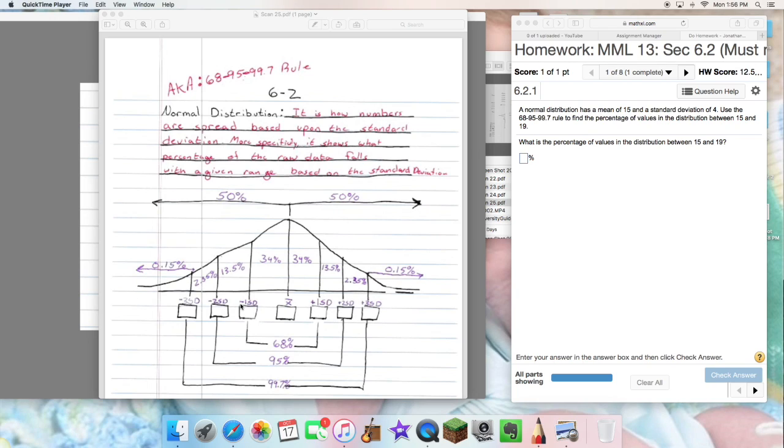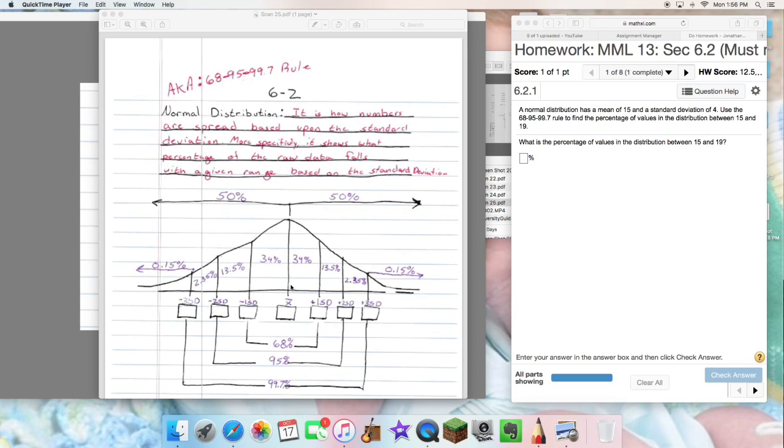And the opposite side is mirrored, but instead of pluses, it's now minus. So -1 standard deviation, -2 standard deviation, and -3 standard deviation. All right, so this chart right here is all you need to be able to answer your homework questions and your test questions concerning these types of problems.